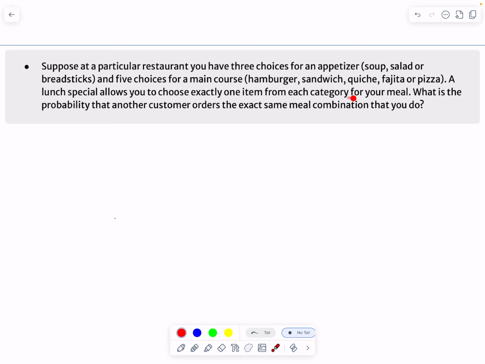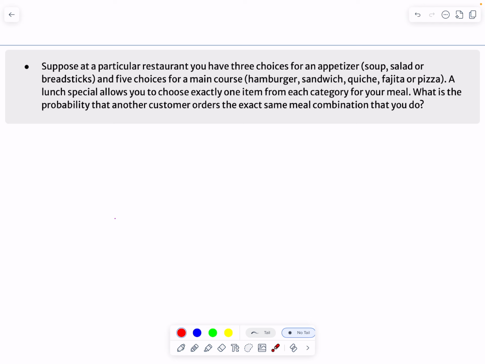But this problem is slightly different than the other ones that we've looked at, because this time they're asking us not just to count up how many ways we can do this, but to think about the probability that another customer orders the exact same meal combination that you do. So this is a really common variation on this type of problem where they ask us to consider a probability, so the likelihood of something happening. And in order to compute that probability, we need to count up how many desired outcomes do we have? How many total outcomes could there be in this situation?